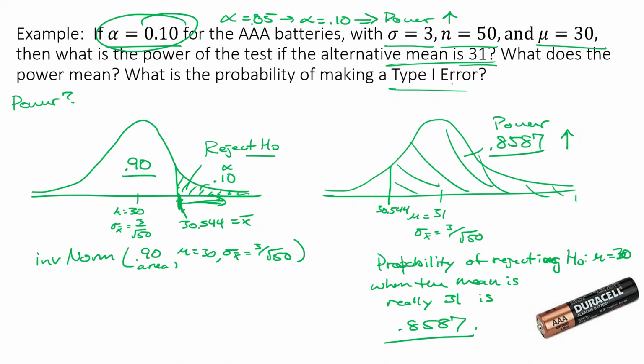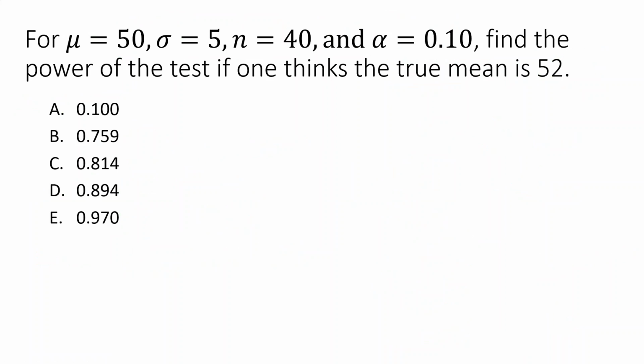What's the probability of making a type 1 error? Type 1 error. Think back. Remember we said long ago the probability of a type 1 error is exactly alpha, 0.10. That would be rejecting the H0 if the H0 was true. That's what a type 1 error is. Probability of a type 2 error would be 1 minus this guy. I was just throwing that in there as a curveball if you remembered that.